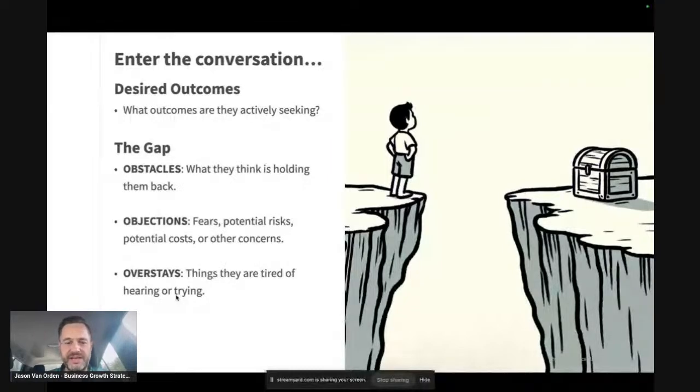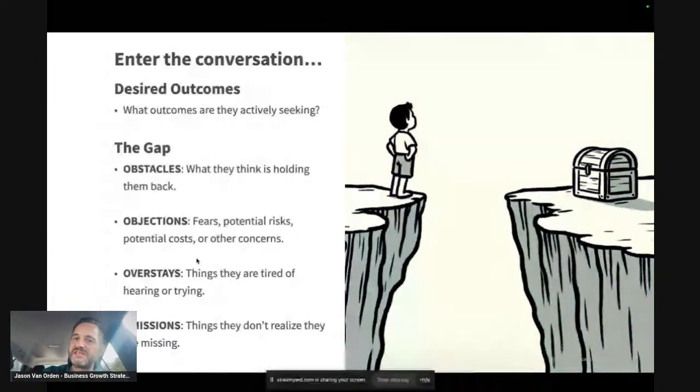So that's overstays. And then the final one is a really powerful one, and that is omissions. What is it that they don't realize that they're missing? What is the missing piece, the piece of knowledge, the skill, the tool, the mindset shift that you can offer that opens up a new possibility, a new path, new hope for them to reach their desired outcome?